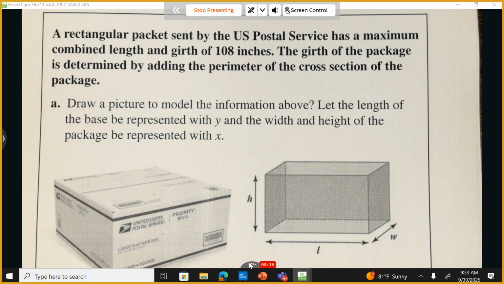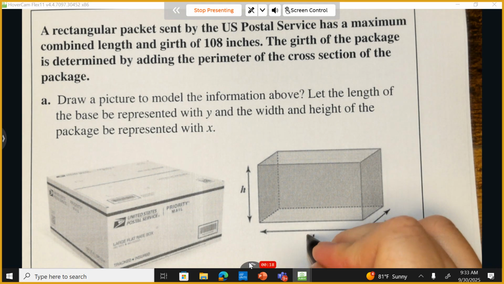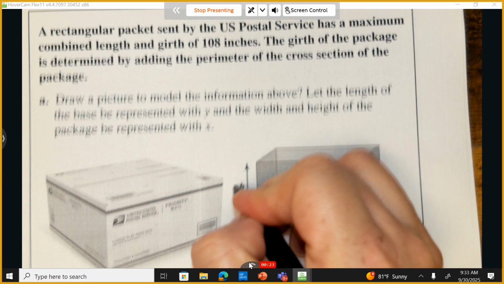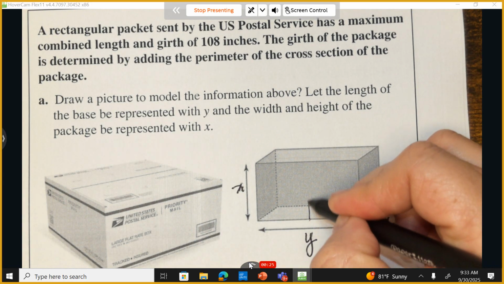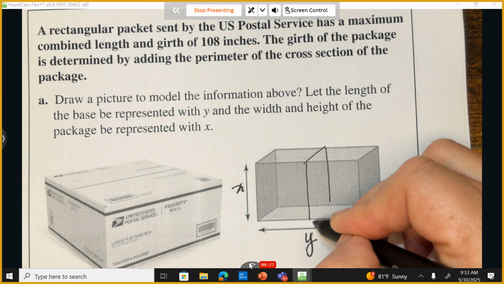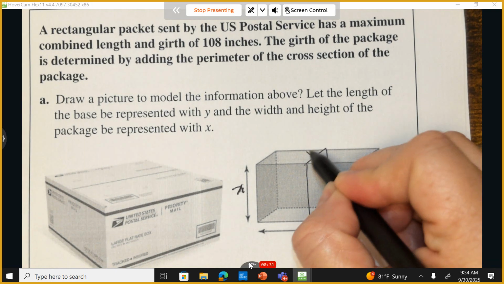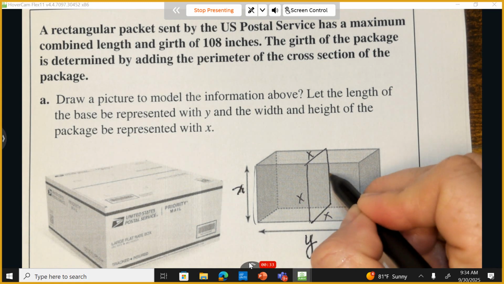The length of the base is represented by Y. The width and the height is represented by X. The girth is this cross-section. You're going to add up all of these 4 lengths. We can see this length is X, X and X. We can see the height is X, X and X.